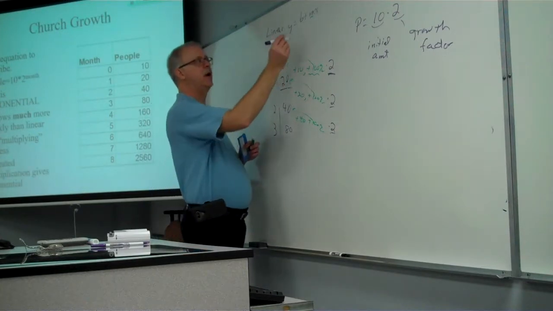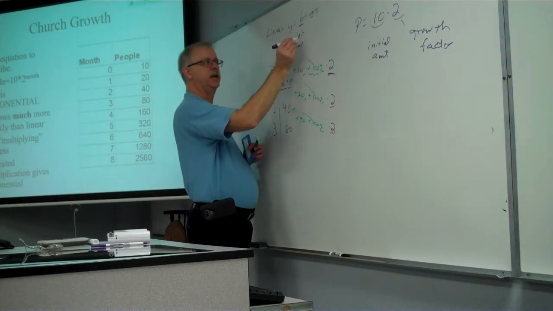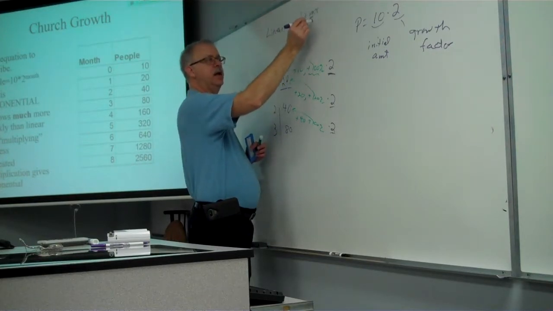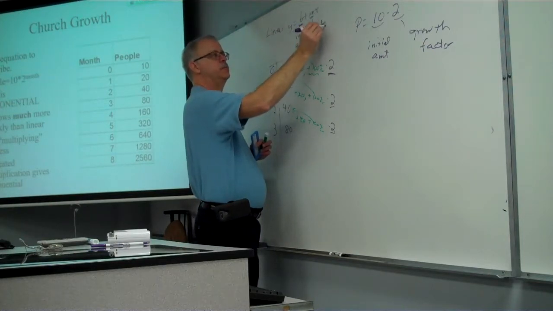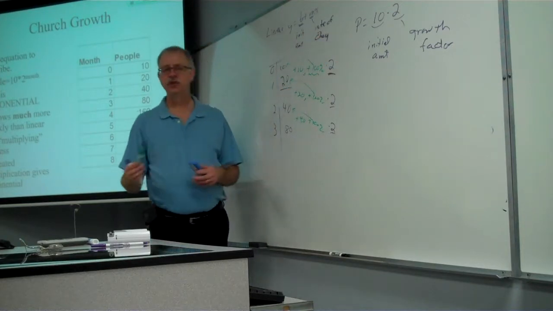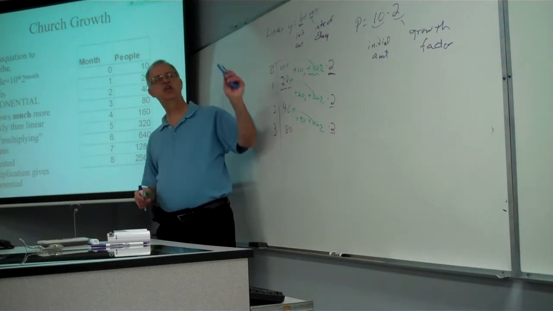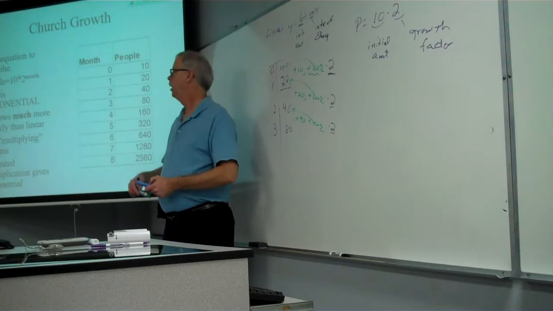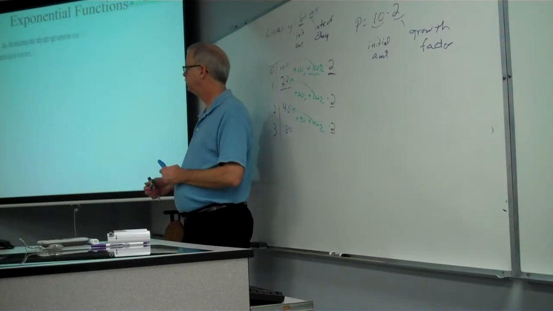So if we compare these two, in linear we had the initial amount, that was b, and m was our rate of change, or our slope. In exponential, there's still an initial amount that we can identify in the equation. There's still something about the growth. It's just what are we multiplying by, not what are we adding every time.